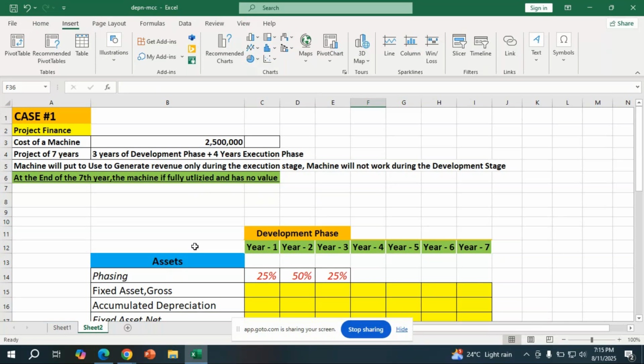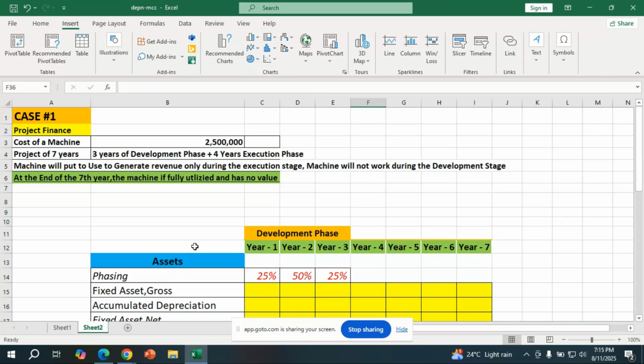Okay, so which means depreciation will come into the picture in which period? You should think and tell me, either in the development stage or in the execution stage, according to you. I want the answer from you.